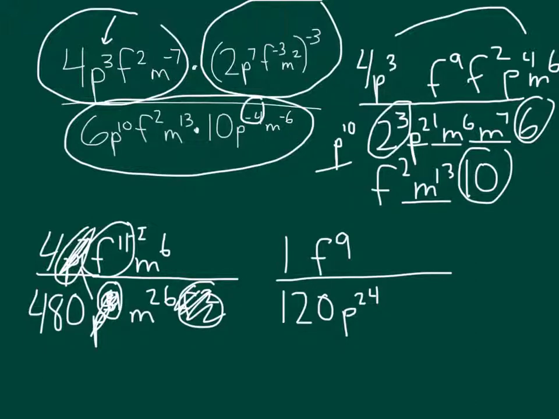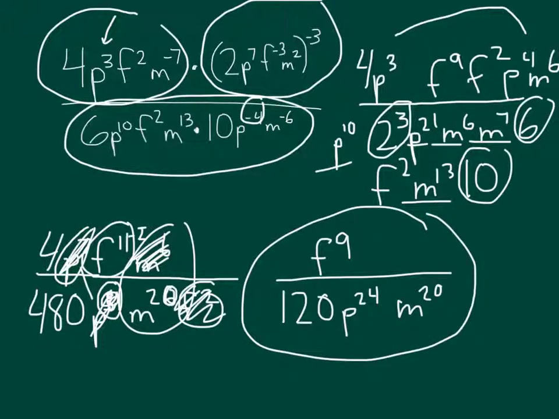Once again, I have m to the 6 and m to the 26, which of course these 6 will knock off 6 of these, and that 26 will be 20, m to the 20th. And now we can of course take away that 1, because 1 times anything is just its identity. And we end up with our answer of f to the 9th over 120, p to the 24th, m to the 20th.